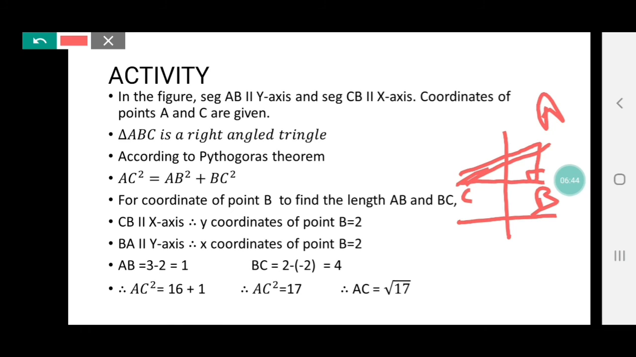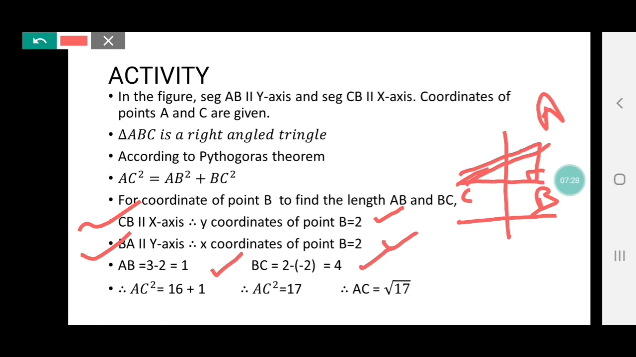So AB square plus BC square is equal to AC square. Now to find the distance, what do we have to do? We have to first find the coordinate of B to find the lengths of AB and BC. Now CB is parallel to the x-axis, so the y coordinate of point B is 2, and BA is parallel to the y-axis, so the x coordinate is 2. So AB will be equal to 3 minus 2, that is 1, and BC is equal to 2 minus (minus 2), that is 4.